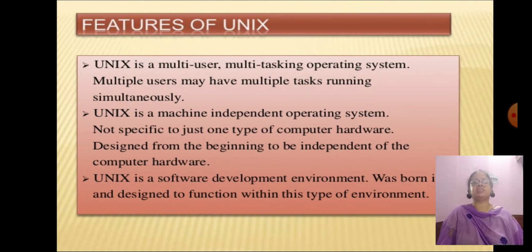Features of Unix. Unix is a multi-user, multitasking operating system. Multiple users may have multiple tasks running simultaneously. Unix is a machine-independent operating system. It is not specific to just one type of computer hardware and is designed from the beginning to be independent of the computer hardware.